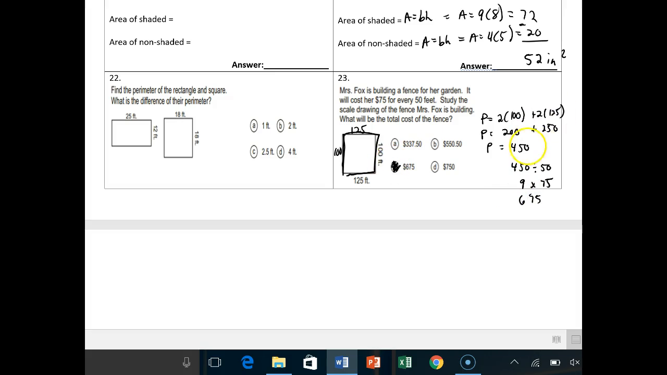So again, what I did is I found the perimeter, and then I said, okay, I know for every 50 feet, I have to pay $75. So let me chunk this 450 perimeter into units of 50. I got 9 out of that. And then I said, okay, I have 9 units, so just multiply that by 75 to get $675. Okay? That's it. Call me if you have questions.